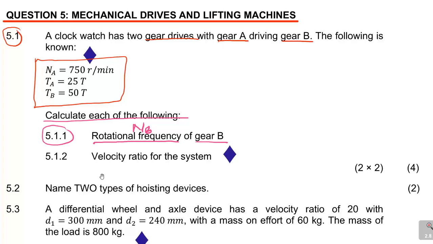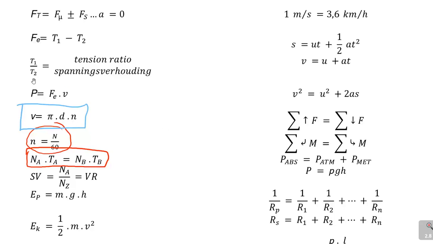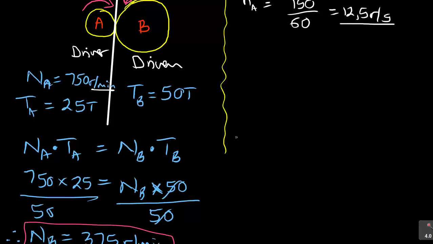Now let us look at the next question, 5.1.2. It says velocity ratio of the system. So VR, velocity ratio, you can use VR there. So they want us to find the velocity ratio of the system. Now if you come back again to your formulas, and I just want to show you here on the formulas. This same formula that I'm using here, in as much as they didn't give you the velocity ratio, that formula actually gives us the velocity ratio.